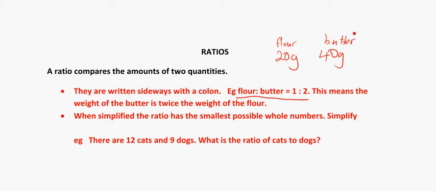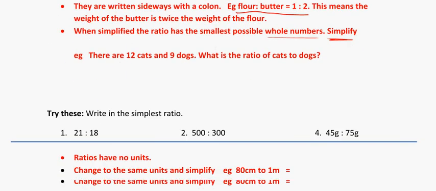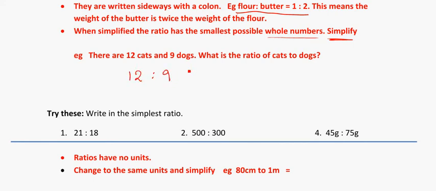And also another rule for ratios: when simplified, the ratio has the smallest possible whole numbers, so you do have to simplify them. For example, there are 12 cats and 9 dogs. What is the ratio of cats to dogs? So we've got 12 to 9, and this is cats. The first one has to be cats, and the second one has to be dogs.